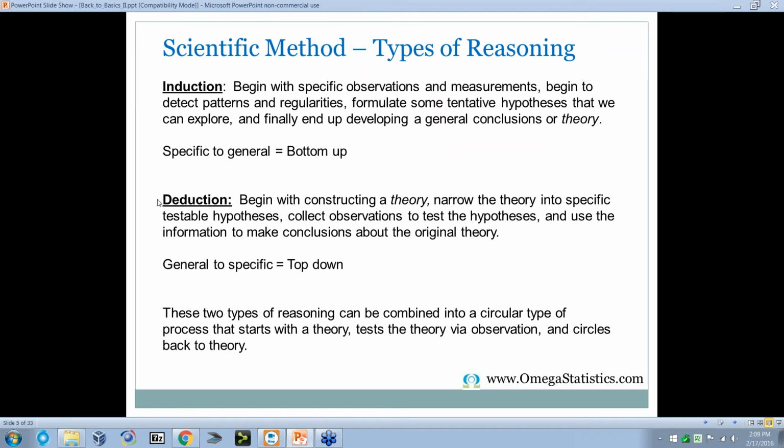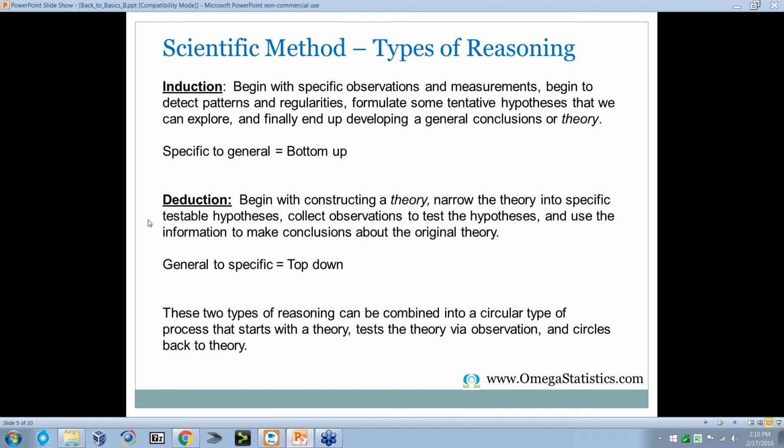Deduction, you begin with constructing a theory. You narrow the theory into specific testable hypotheses. You collect your observations to test the hypotheses, and you use the information to make conclusions about the original theory. And that's general to specific, which is top down. People who are working on their dissertations, this is the kind that you're using, the deduction. You're kind of forming your theoretical framework and then going from that instead of the other way.